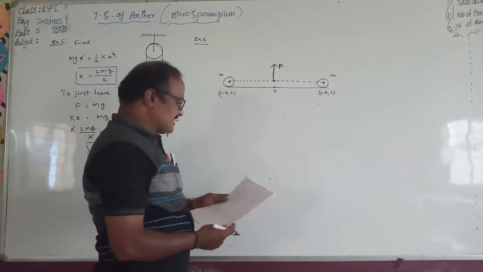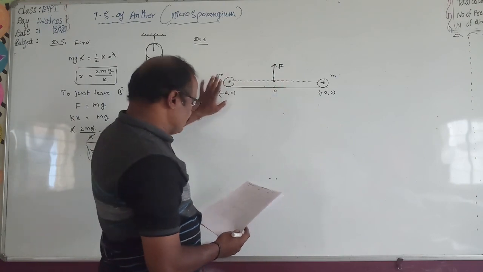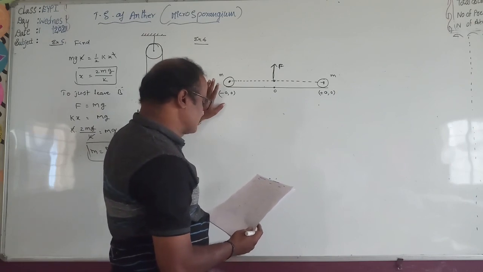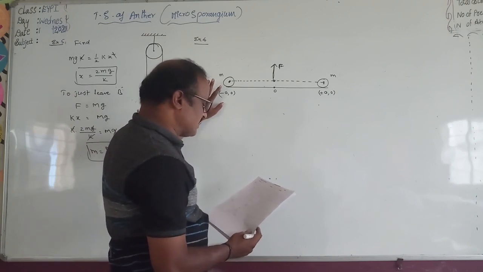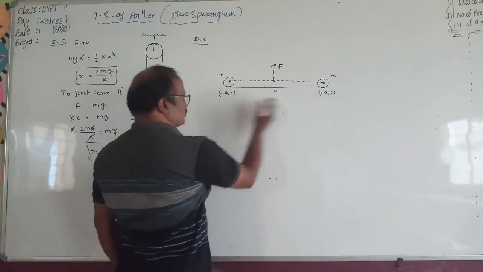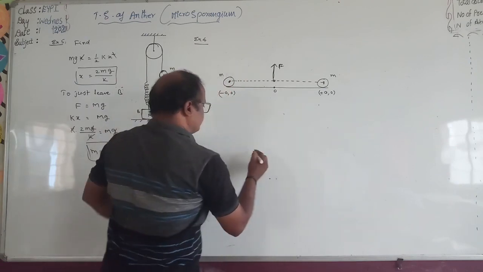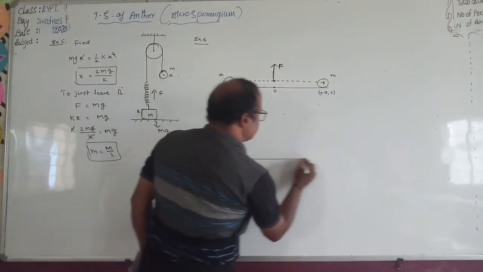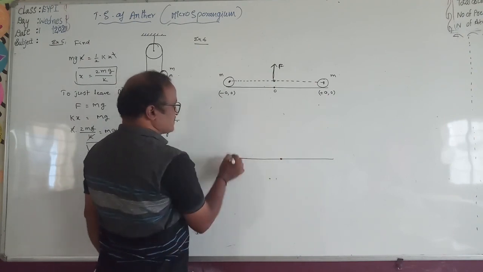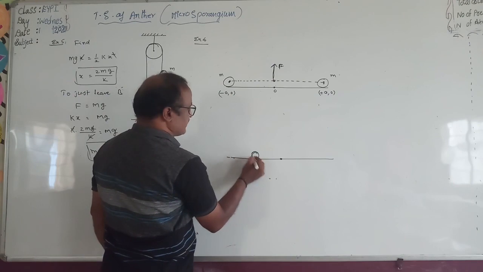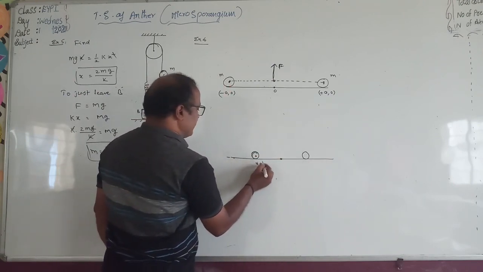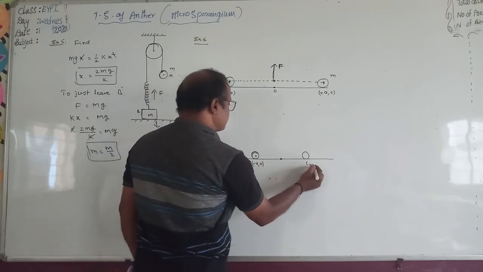As a result, the masses move towards each other. Find the accelerations of each mass at the instant when the masses are at minus x comma 0 and x comma 0 respectively. Suppose the final situation is like this: the block moves to this point, and this one also comes here. The coordinates here are minus x comma 0 and plus x comma 0.